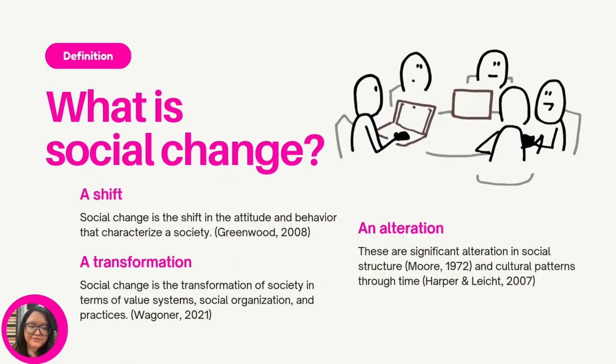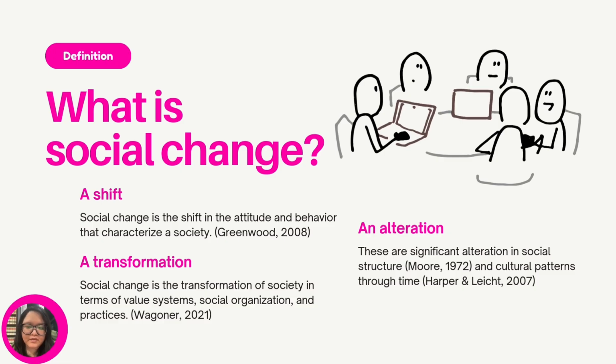Social change is a shift, a transformation, an alteration. A shift in attitude and behavior that characterizes a society. It's a transformation in terms of value systems, social organization, and practices, and it's an alteration in the social structure and cultural patterns through time. So, based on these definitions, we can say that social change is dynamic. It's a shape shifter of sorts, not only in its own processes, but in how it affects or shapes society as a whole.